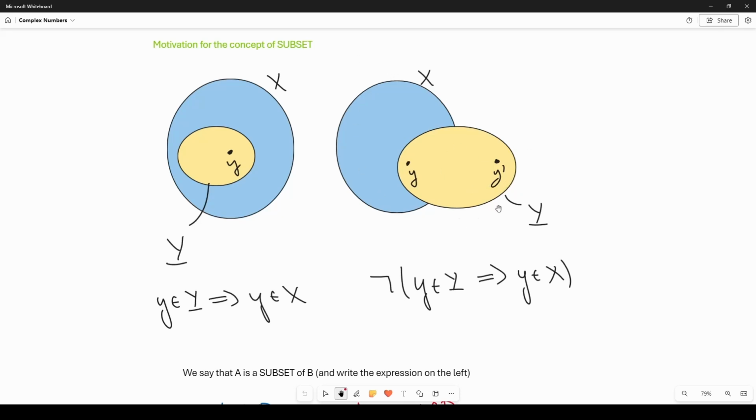But in this picture, x and y have some overlap. So this little y belongs to y, and it also belongs to x. But not all elements of y belong to x. So this y prime over here belongs to y, but it does not belong to x. So the implication that held in the previous picture for all elements y of my set y does not hold for this picture. This picture over here is going to serve as our motivation for the following definition.